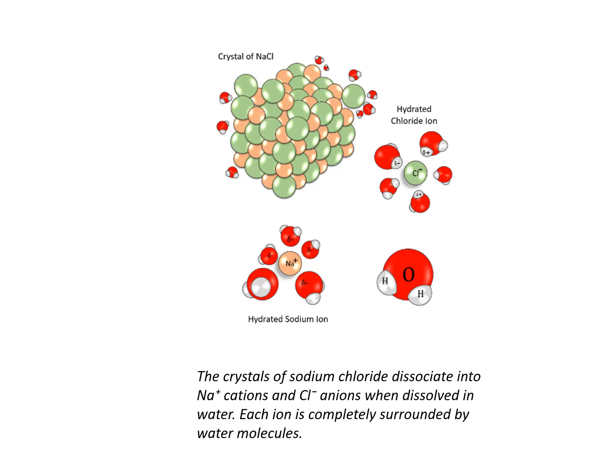This image shows what happens when table salt, sodium chloride, dissolves in water. On the left, you see the crystal of NaCl, made up of alternating sodium and chloride ions tightly packed together. As the salt dissolves, water molecules surround each ion.